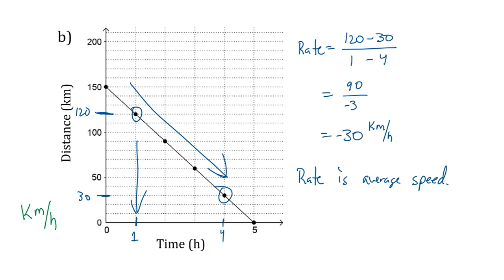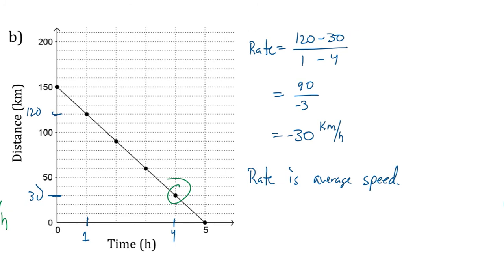Okay, let's say I had done it the other way. Let's say I had started with 30 because it's the point that's over here. Whoops. Let me add these back in. Well, then I would have got 30 minus 120 over, again, because I'm starting with 30 now, I got to start with the 4. 4 minus 1, which would be negative 90 over 3, which is still negative 30.